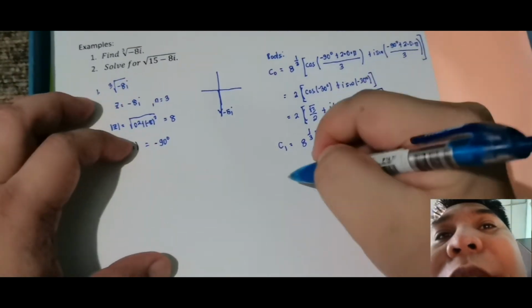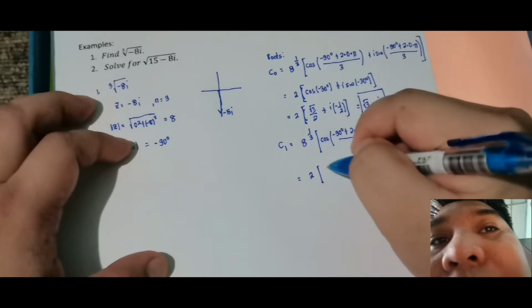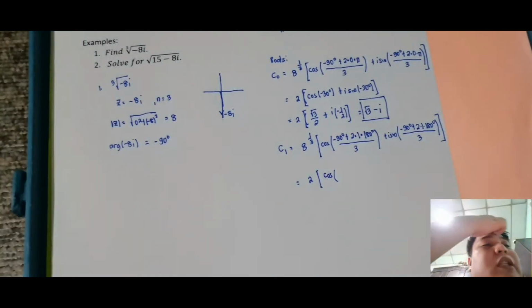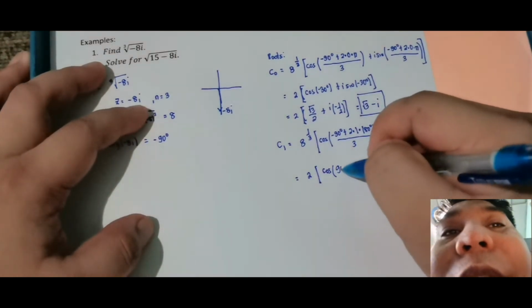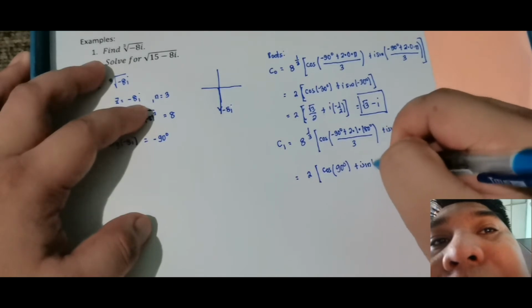Okay, so this is C sub 1. This is 2 multiplied by cosine. Okay, so check natin. So 2 times 1 times 180 is 360. 360 minus 90 is 270. Sama. So 270 divided by 3, that is 90. So ulitin ko lang ha. 2 times 180 plus negative 90 divided by 3 is 90 degrees. So this is cosine 90 degrees. Okay, then plus, ganoon din, that is i sine ng 90 degrees.